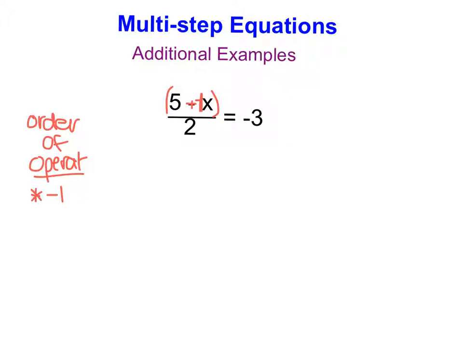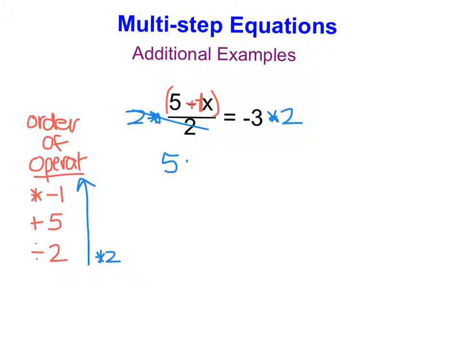Once I've multiplied x by negative 1, I would add 5 to it, and then lastly I would divide that entire numerator by 2. Now to solve this equation, I need to undo the order of operations in reverse. So I'm going to undo the division first by multiplying both sides by 2, so that undoes itself. On the right hand side we're left with negative 6. So here I have 5 plus negative 1 times x is equal to negative 6.